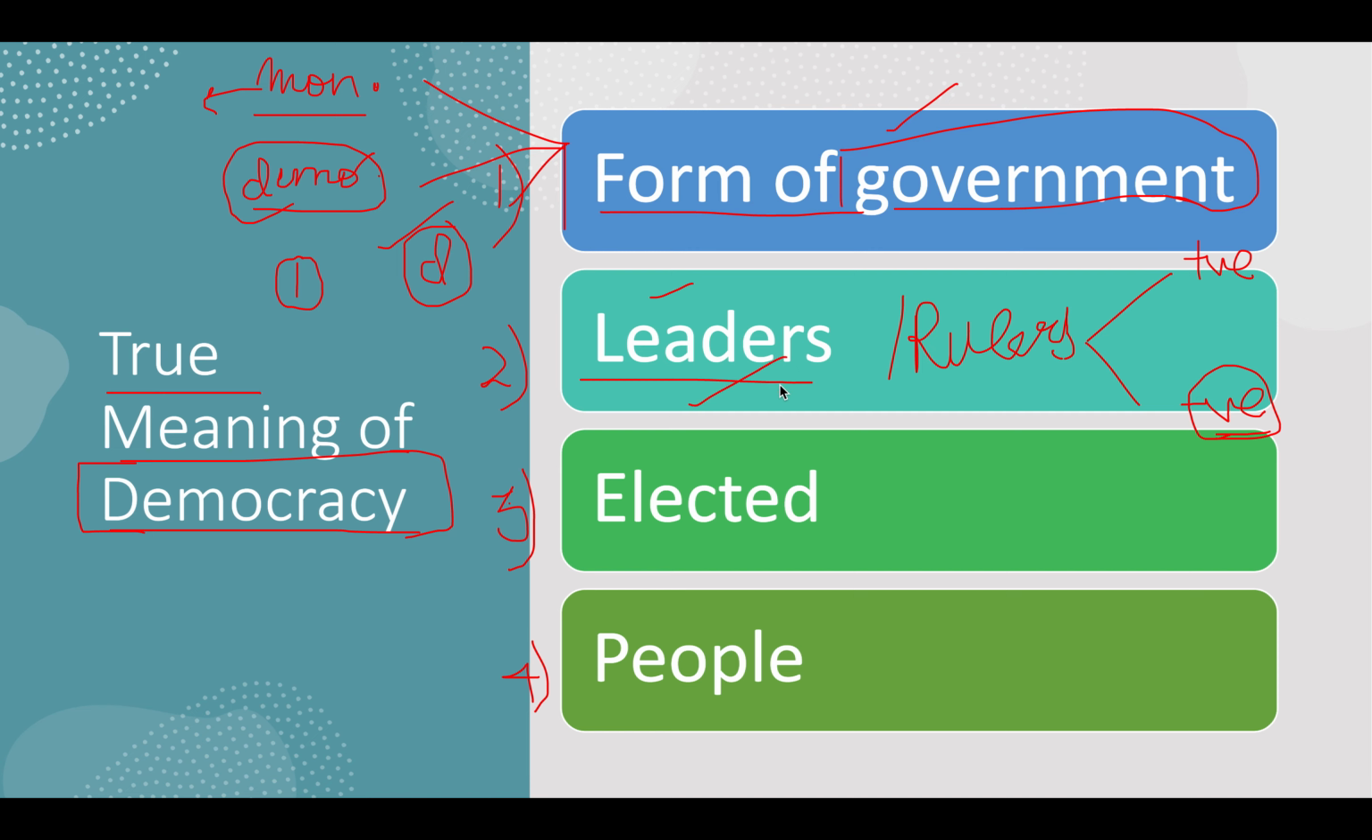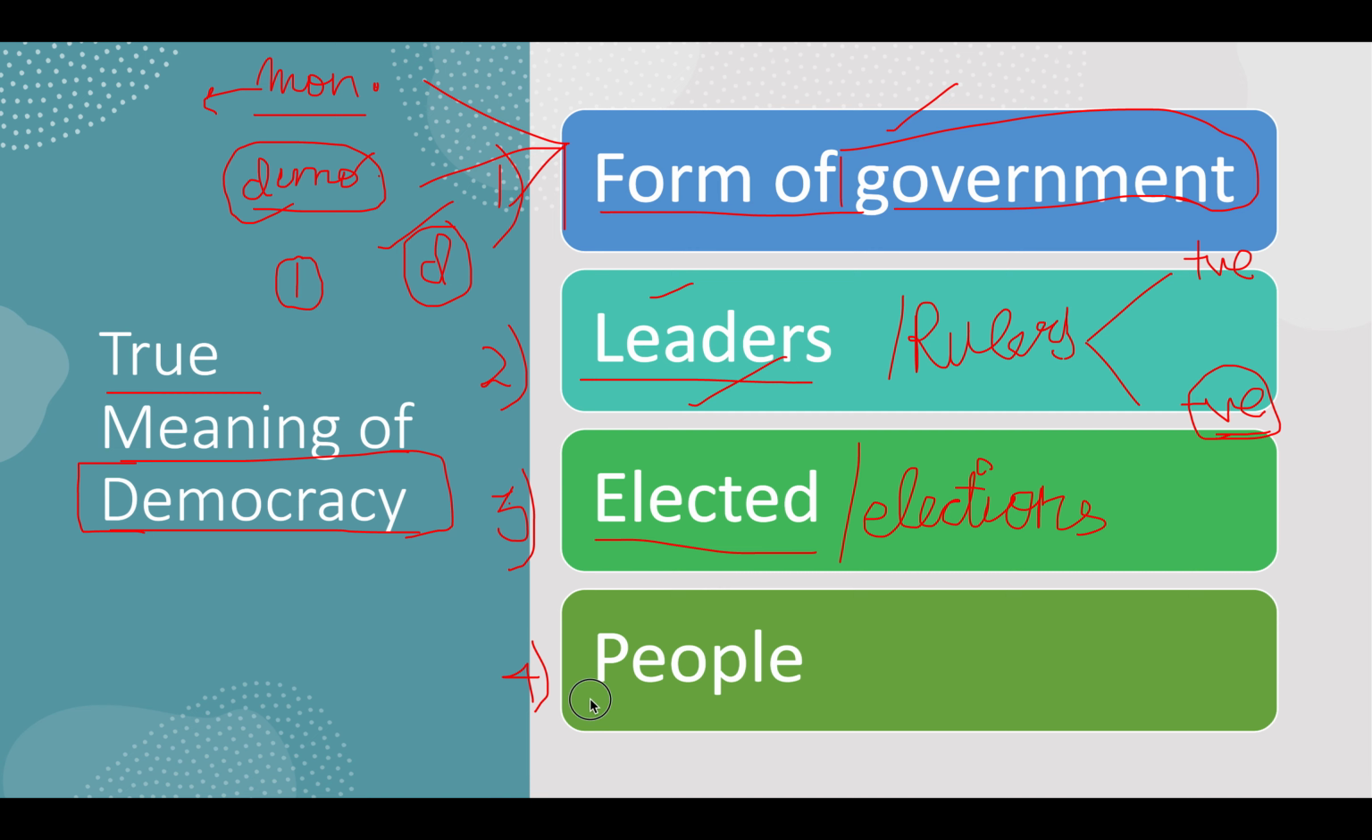Okay, then we have elected, or you can say elections. Basically this is a process through which people can elect their leaders, or elect the rulers they want.